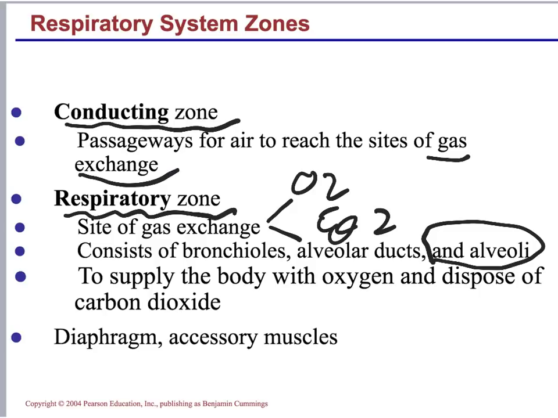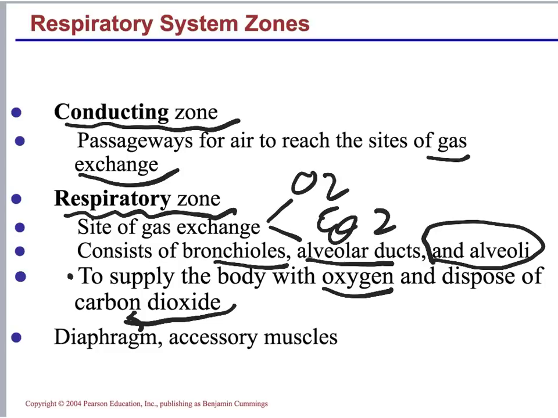The only areas that are considered to be the respiratory zones are the bronchioles, the respiratory bronchioles that connect to alveolar ducts and from there to the alveolar sacs. The function at this place is to allow for the oxygen to be diffused into our circulatory system and carbon dioxide to be diffused from the circulatory system.